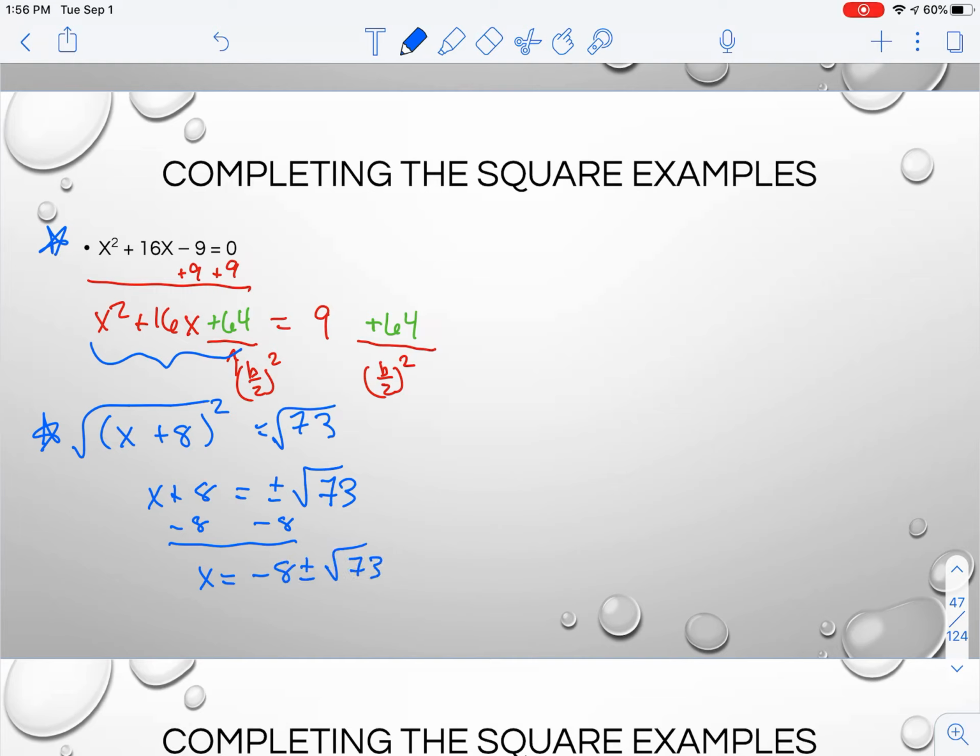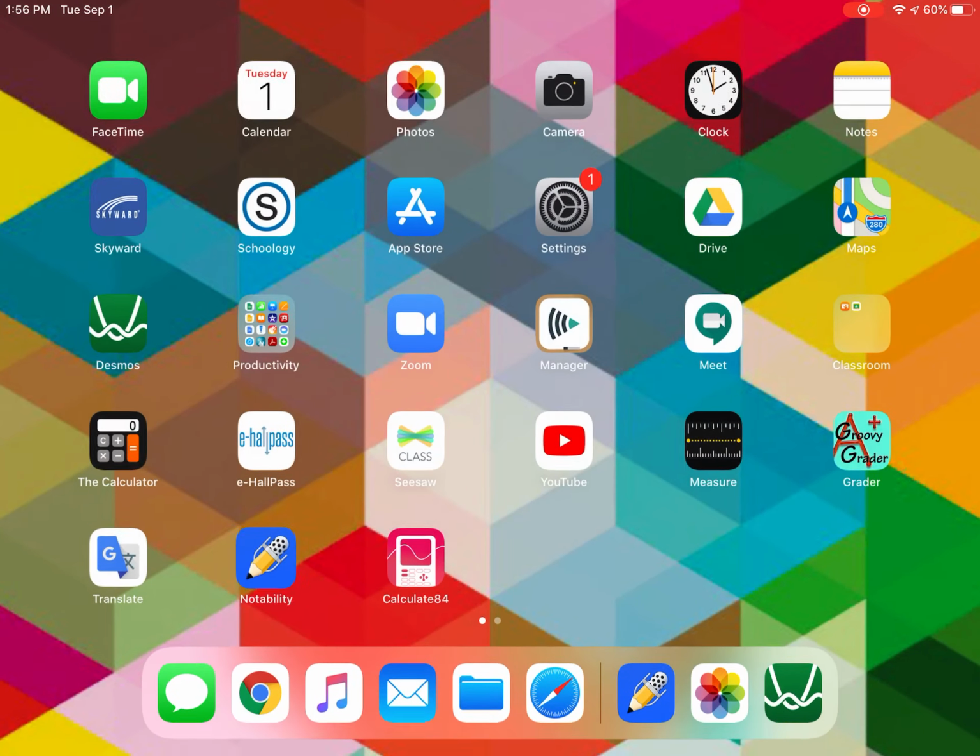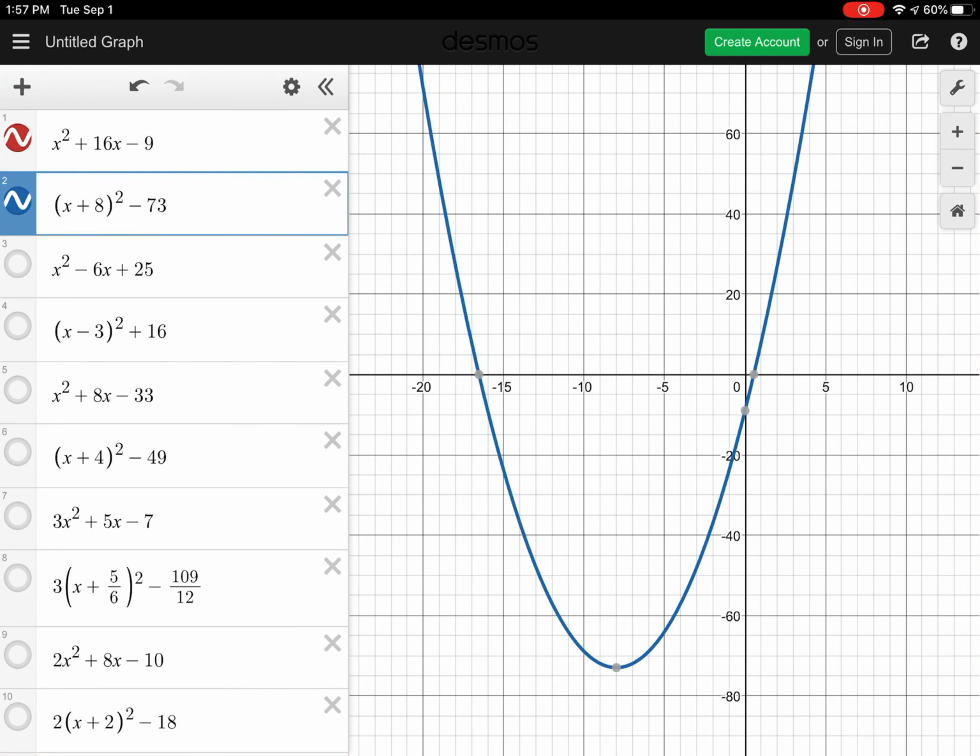Now, on your calculators, you could definitely evaluate this. Negative 8 plus the square root of 73, get your answer. Negative 8 minus the square root of 73, get your answer. And then we could always go back to our Desmos and click on those x-intercepts to confirm these two. So 0.544 and negative 16.544. Let's check it out. Okay, there's your negative 16.544 and there's your 0.544. So that one is correct.